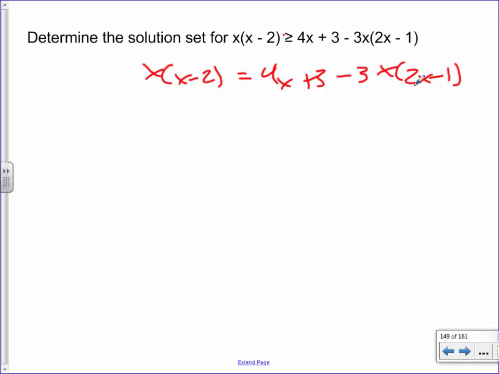So solve. We learned how to do this at the beginning of our school year. How do we solve something like this? Foil it, yeah. Untangle the knot. This is a mess, so let's foil this thing. You got x squared minus 2x over here, 4x plus 3 minus 6x plus 3x. That it is. Thank you. Good catch. Good job. All right. Now what do I do?